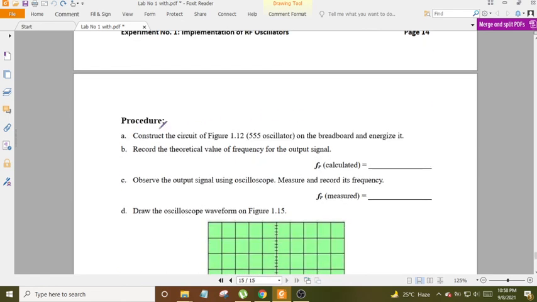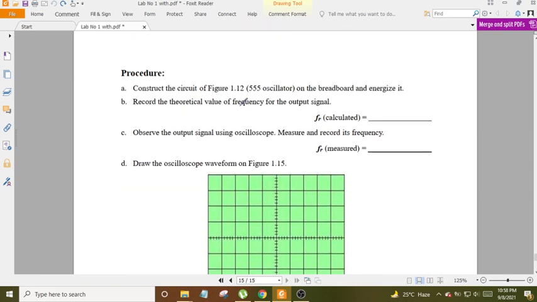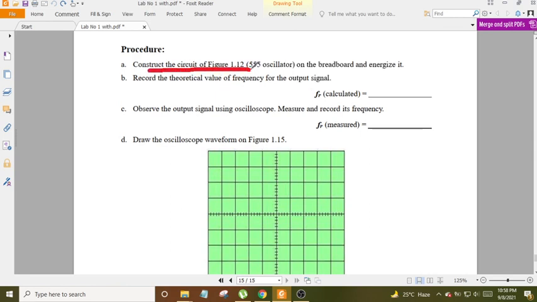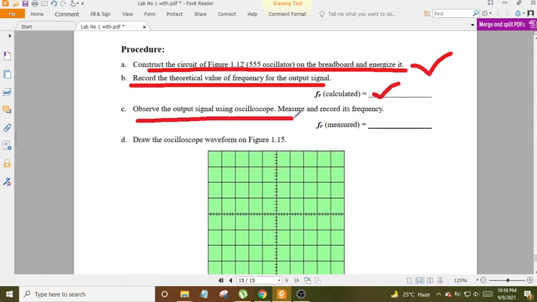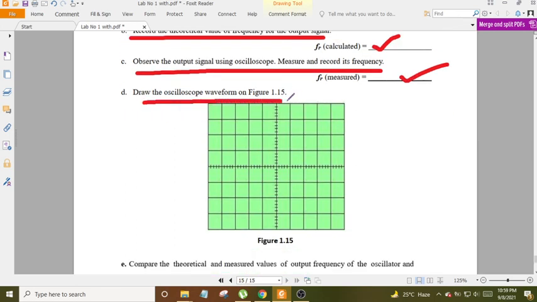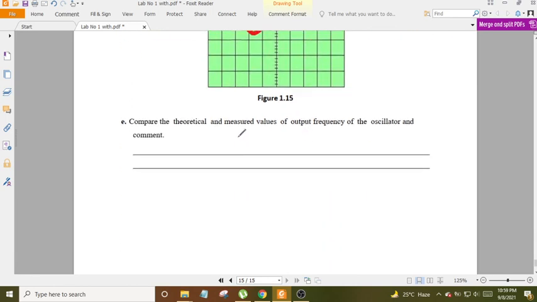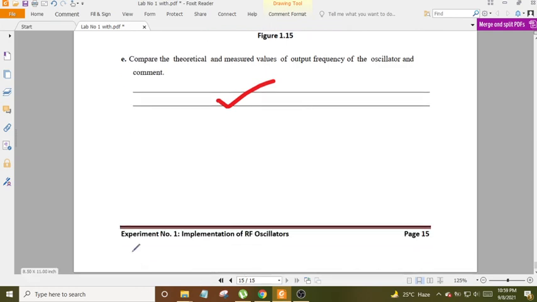Experiment 1, implementation of RF oscillators, page 14. Procedure. A. Construct the circuit of figure 1.12, the 555 oscillator, on the breadboard and energize it. B. Record the theoretical value of frequency for the output signal, f_calculated equals. C. Observe the output signal using an oscilloscope, measure and record its frequency, f_measured equals. D. Draw the oscilloscope waveform on figure 1.15. E. Compare the theoretical and measured values of output frequency of the oscillator and comment. Experiment No. 1, implementation of RF oscillators, page 15.